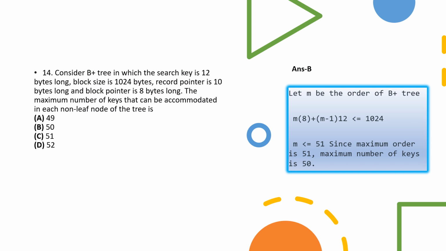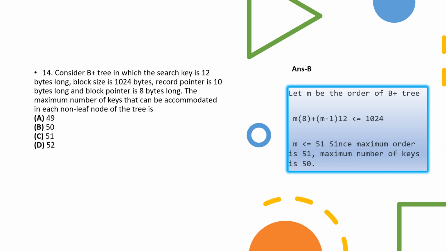The next question is about the B plus tree. The search key is given as 12 bytes long, the block size is 1024 bytes, the record pointer is 10 bytes, and the block pointer is 8 bytes. It is asking for the maximum number of keys that can be accommodated in each non-leaf node of the tree.